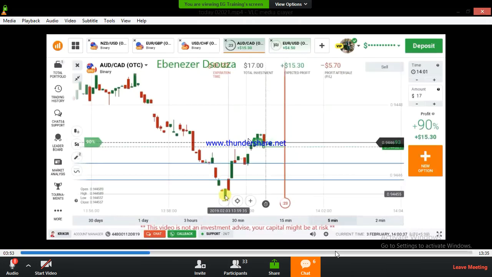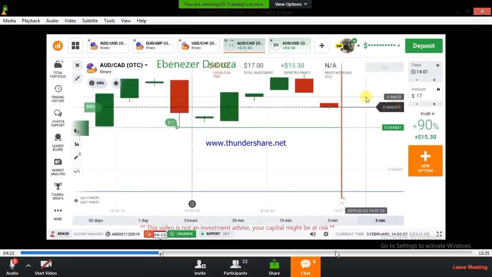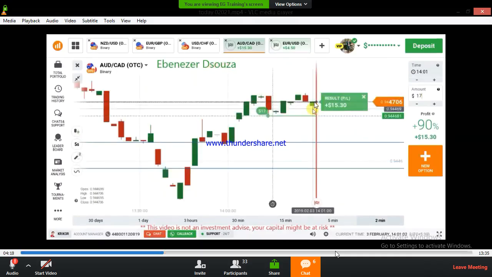Yeah, I will show you here. Okay. Yeah, it closed above the confirmation, and this is a confirmation candle. It closed above the confirmation candle.